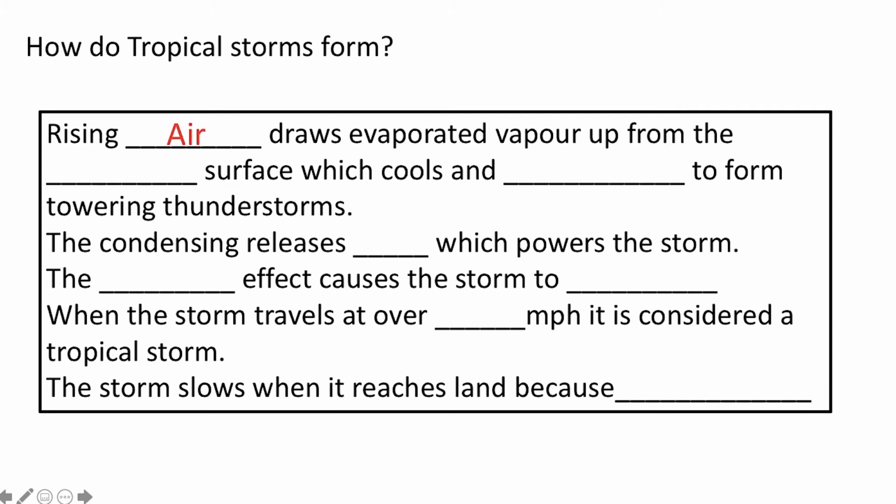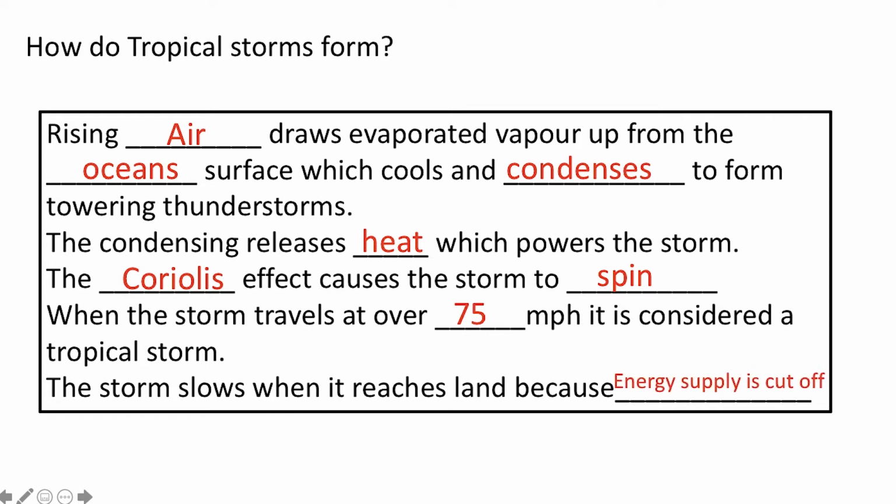Let's take a look. Rising air draws evaporated water up from the ocean surface, which cools and condenses to form towering thunderstorms. The condensing releases heat, which powers the storm. The Coriolis effect causes the storm to spin. When the storm travels at over 75 miles per hour, it is considered a tropical storm. The storm slows when it reaches land because energy supply is cut off. It might be worth pausing here and making a revision card explaining how tropical storms form.